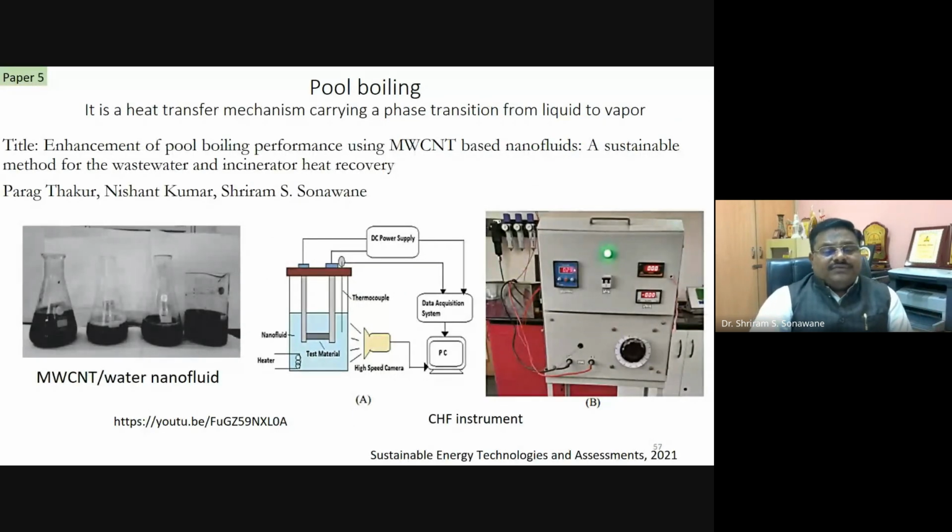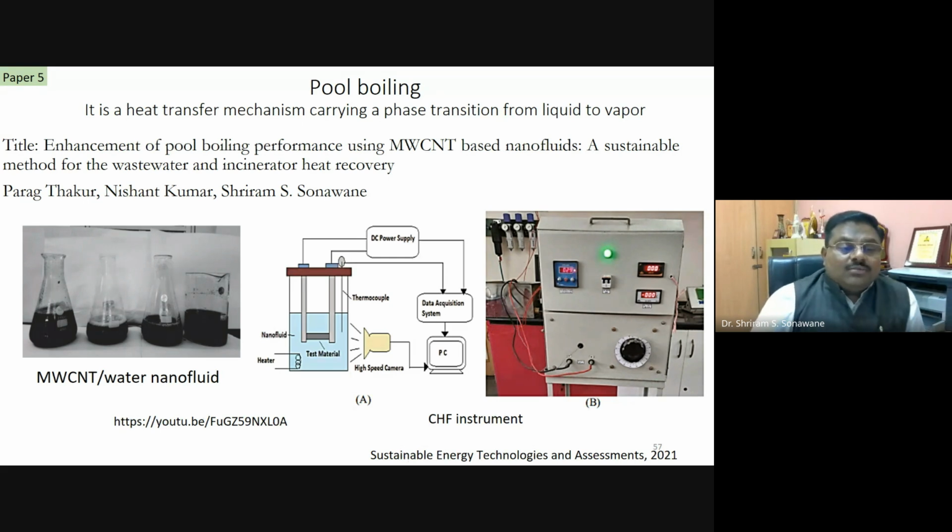This is pool boiling, basically a critical heat flux instrument we have developed. It is a heat transfer mechanism which carries a phase transition from liquid to vapor, and the enhancement of pool boiling performance using MWCNT, multi-wall carbon nanotube based nanofluids, a sustainable method for wastewater and incinerator heat recovery. So this is the nanofluid and this is the assembly.